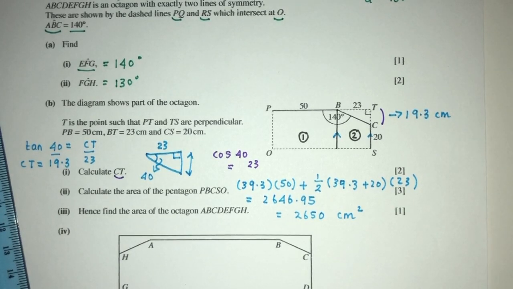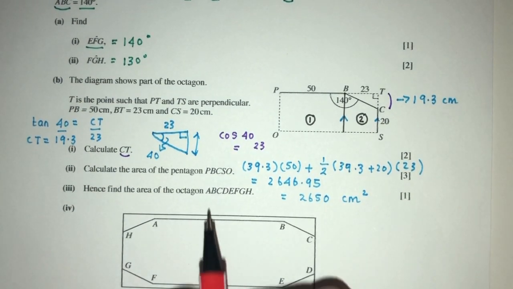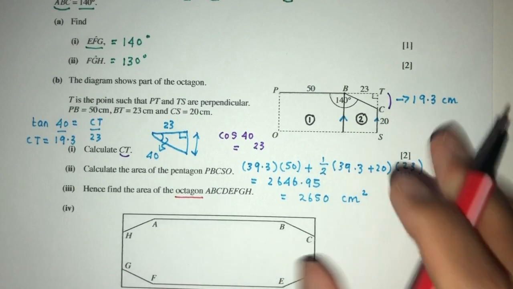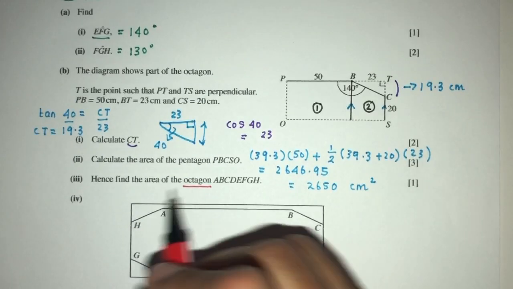Okay, so PBCSO, that is part 2 of the question. Now for part 3, we have to find the area of the octagon. So pretty easy. This is part of this. So we have 1, 2, 3, 4. So times 4 will give you what?